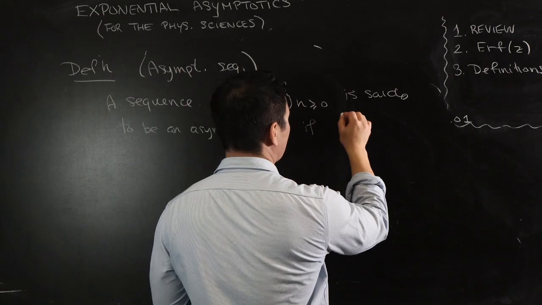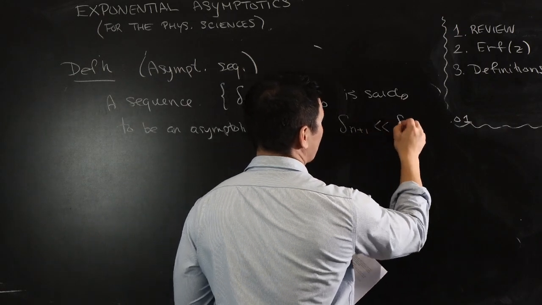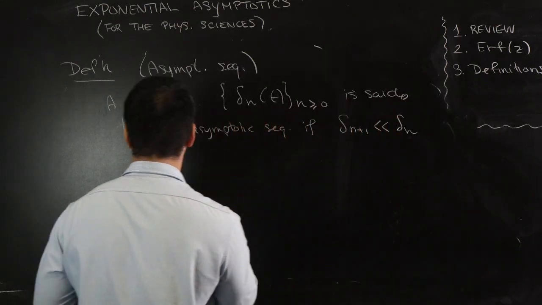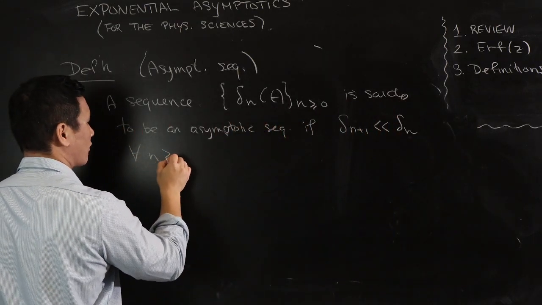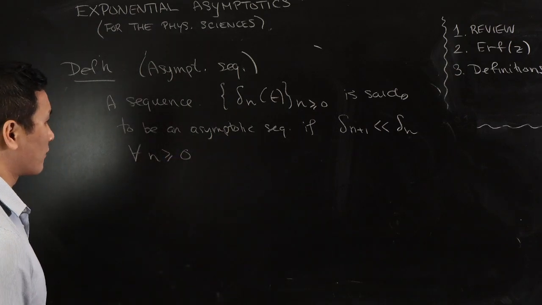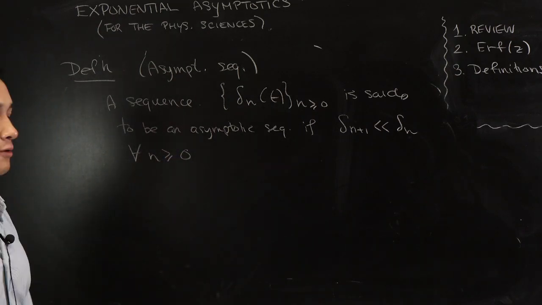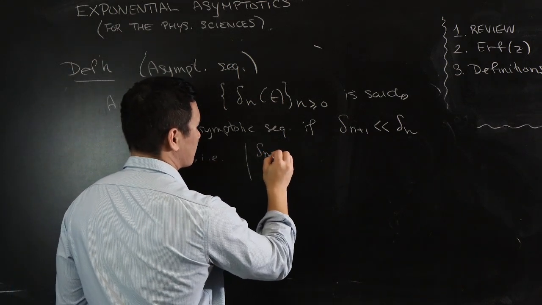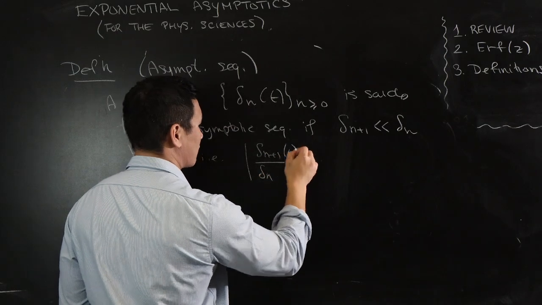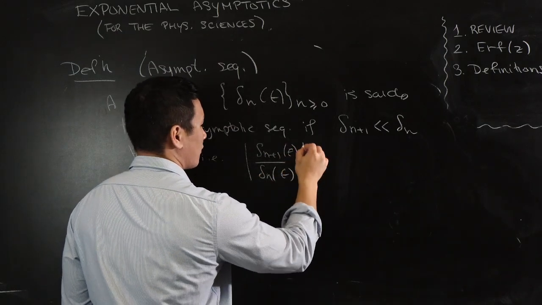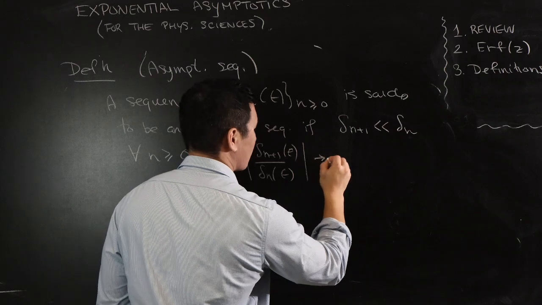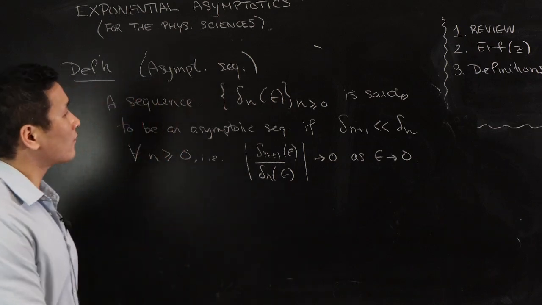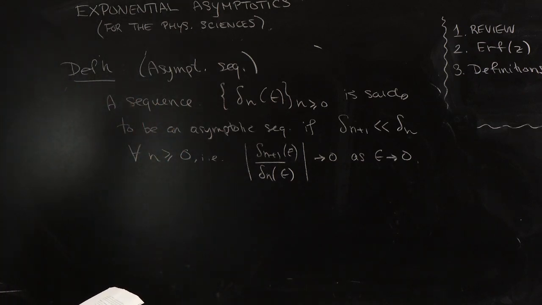if delta n plus 1 is always much less than delta n for all n greater than or equal to 0. So basically the progression just gets smaller and smaller. I.e., your technical definition just says that delta n plus 1 over delta n of epsilon tends to 0 as epsilon tends to 0.